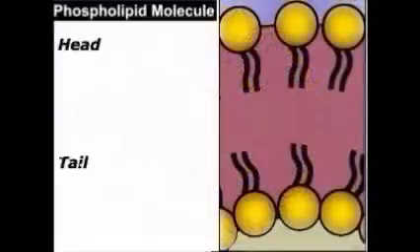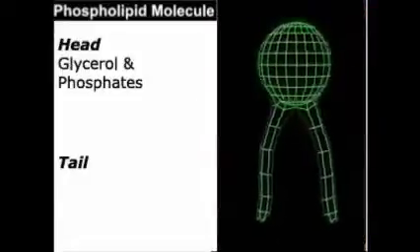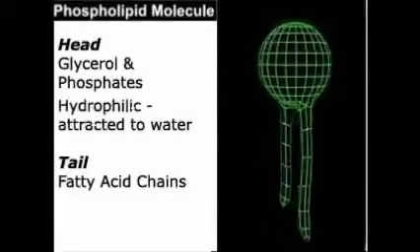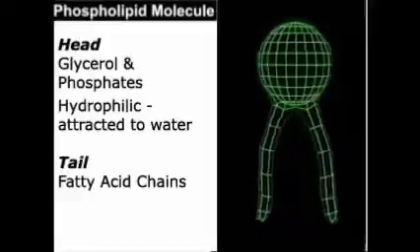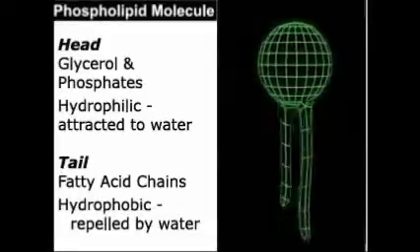The phospholipid molecule is divided into a head region and a tail region. The head region is the glycerol and phosphate group. The tail region is the fatty acid chains. The head is hydrophilic, attracted to water. The tail is hydrophobic, repelled by water. It is this property which allows for the unique molecular length that makes the plasma membrane.